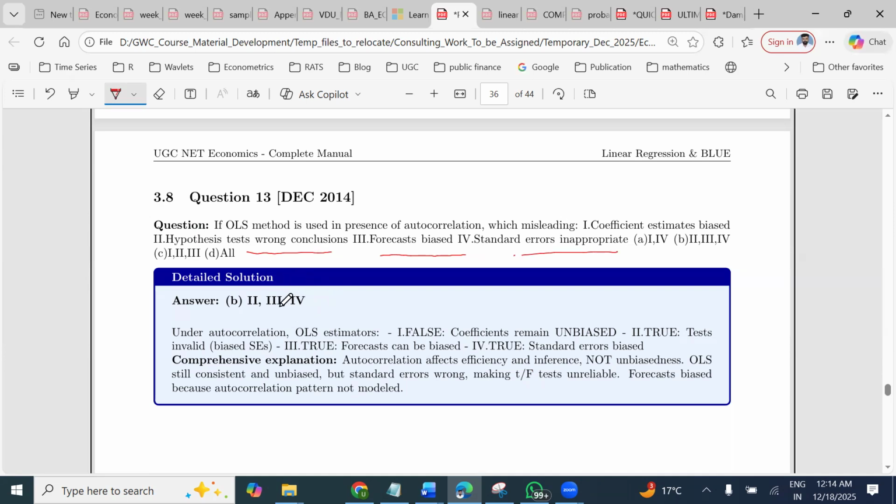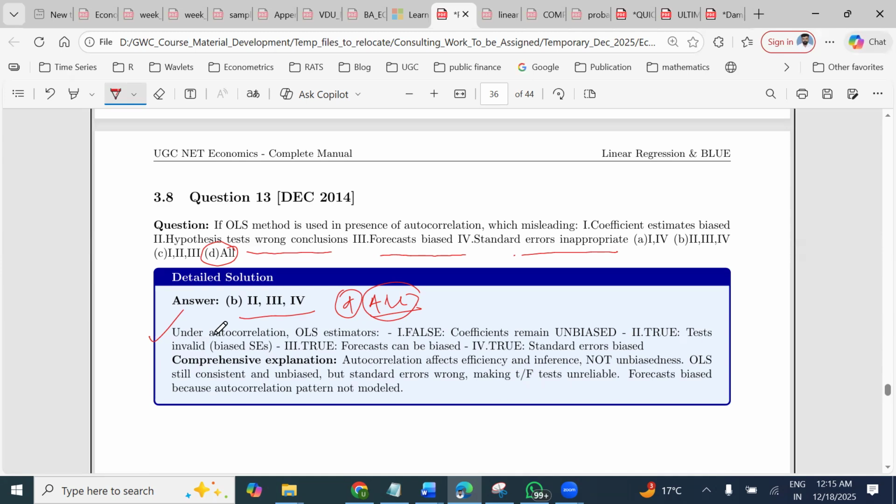Can you check the answer which you are having? Question number 13 is D, sir. D means all of the above. Okay. So there are actually discrepancies. We will discuss that. Some are genuine, some we need to review.